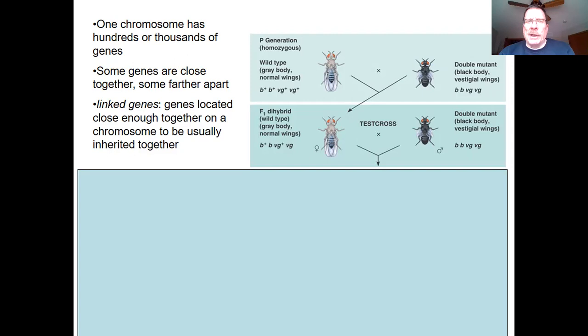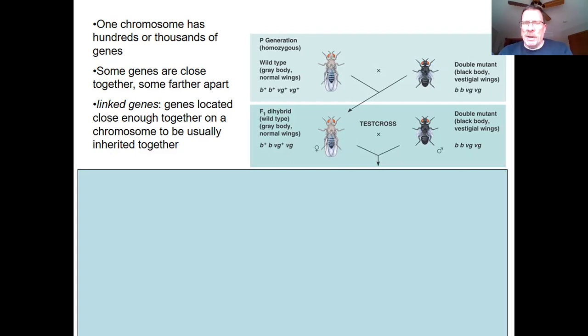And what we're looking at, of course, is as we know, a chromosome can have hundreds or thousands of genes. Some will be closer together, some will be farther apart. Linked genes are those located close enough together to usually be inherited together, and that's because, as we'll see, the crossing over rarely happens between those two. The break in trade is usually rare because of their proximity on the chromosome.